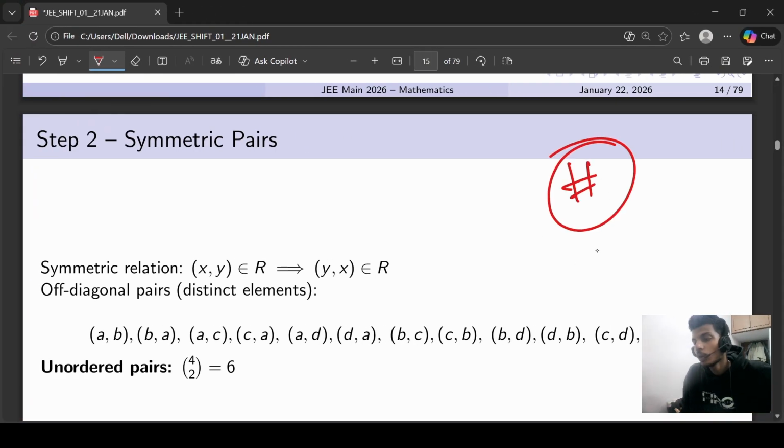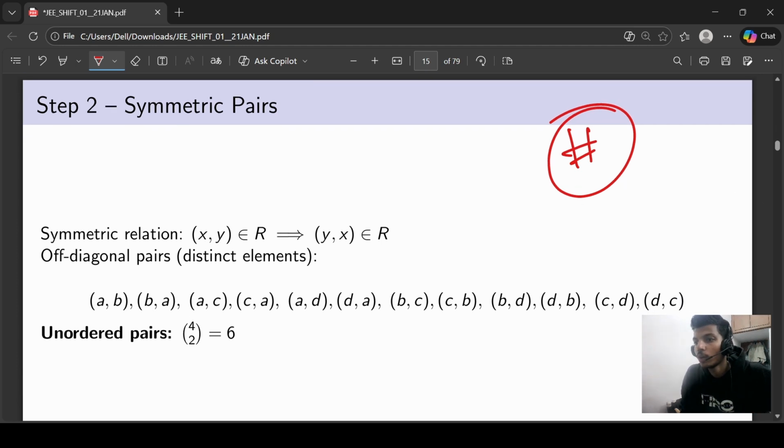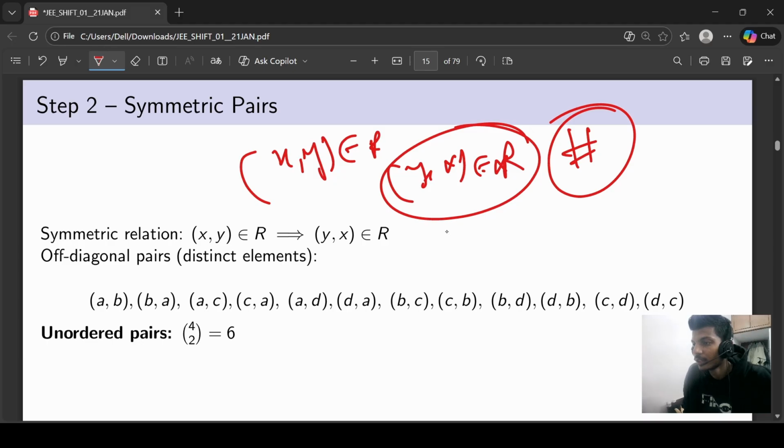We know very well that for reflexive, all those 4 ordered pairs should be there, but we have to find the number of relations. So from where does that number come? From the symmetric property. We know very well about symmetry: if x comma y is in the relation, y comma x should also be in the relation. This is the property of symmetric, right?